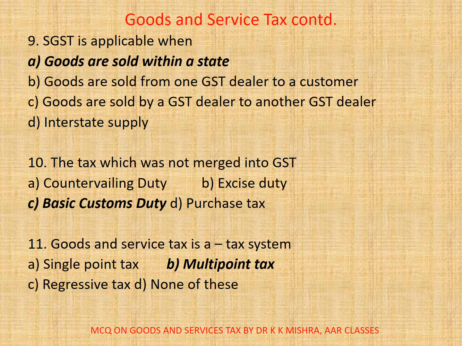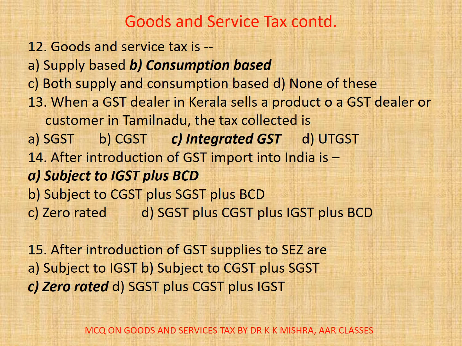11. Goods and service tax is a tax system. Options are: A. Single point tax, B. Multi-point tax, C. Regressive tax, D. None of these. Correct option is B, multi-point tax.